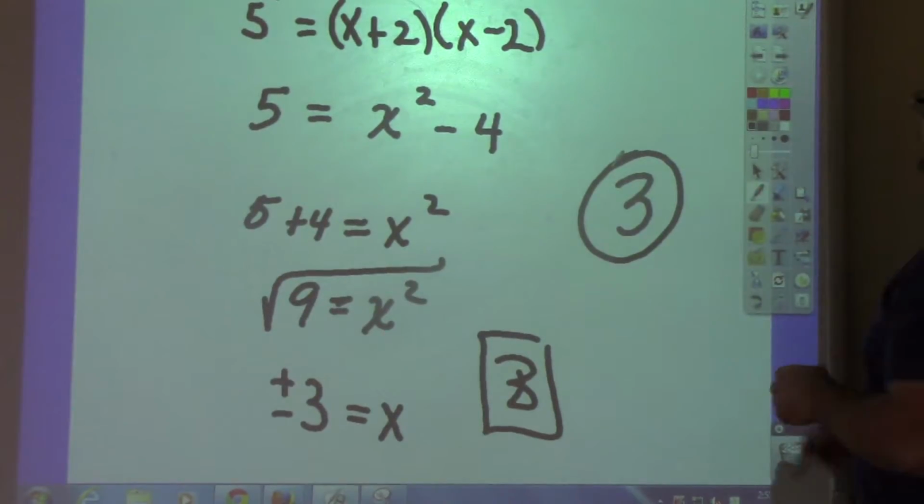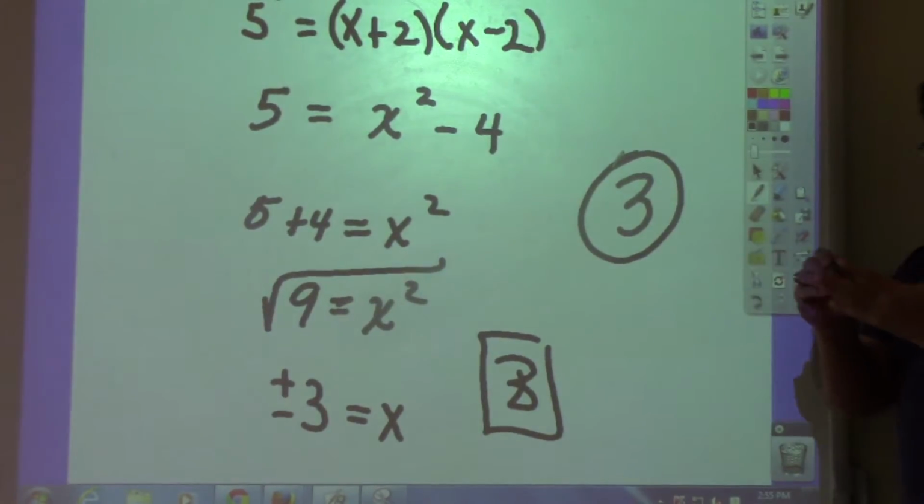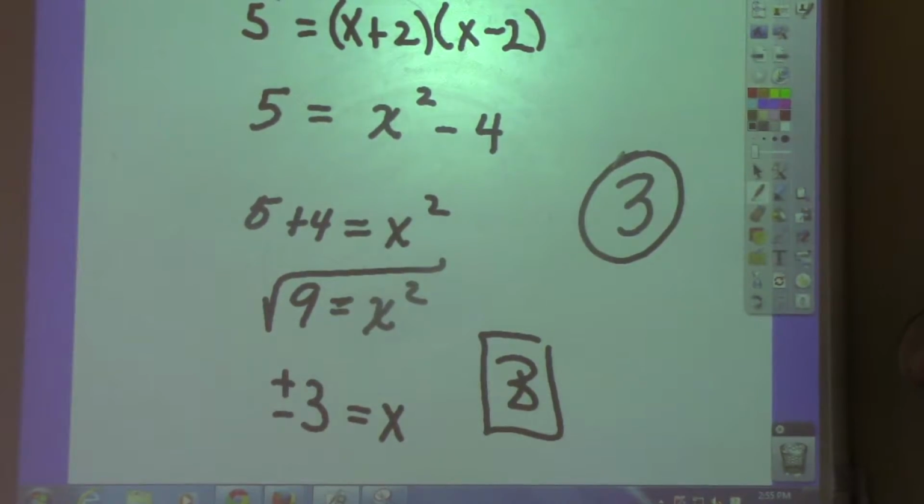So as I told you before, you've got to know your properties, you've got to know how to use the properties, and you've got to know the algebra.